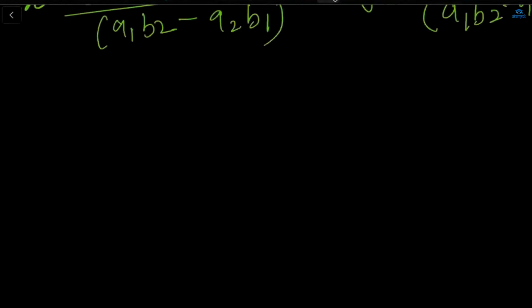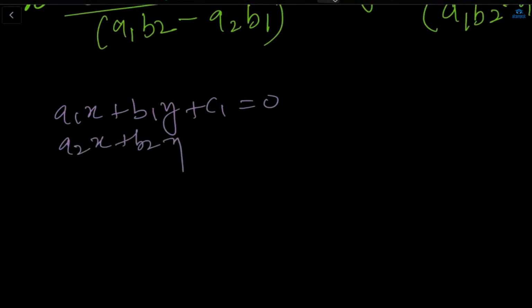If you see both the equations, A1x plus B1y plus C1 is equal to 0, and A2x plus B2y plus C2 is equal to 0. Now, if I'm going with the elimination method, for eliminating any of the variables, for example, I'm multiplying this by B2, and multiplying this by B1. Now what will we get?